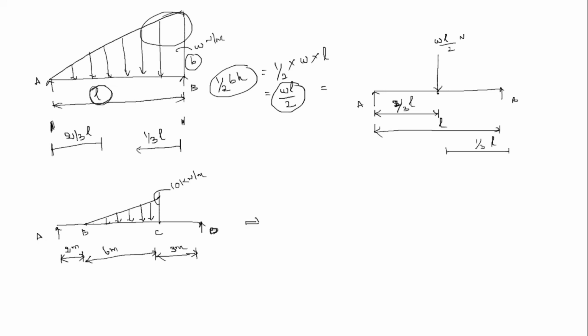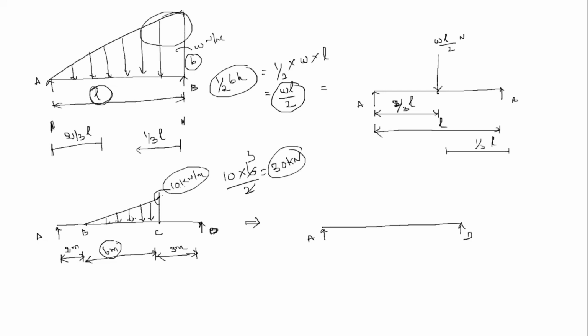Now, we are going to convert into point load. So how to convert this into point load? 6 meter is the length of this uniformly varying load, and the value is 10 kilonewton per meter. What is the formula? WL by 2, where W equals 10 and L equals 6, divided by 2. So 3 times 10 is equal to 30 kilonewton. This is the magnitude of the point load.